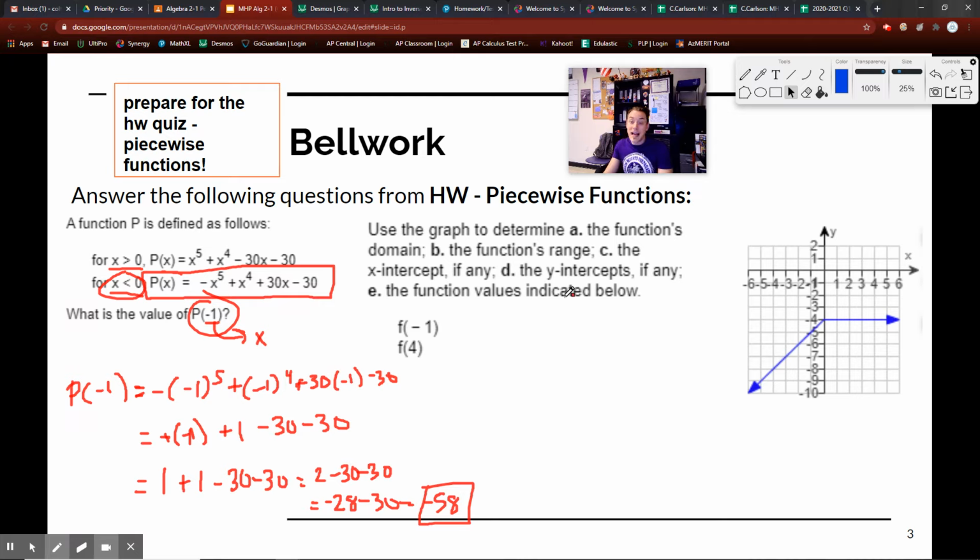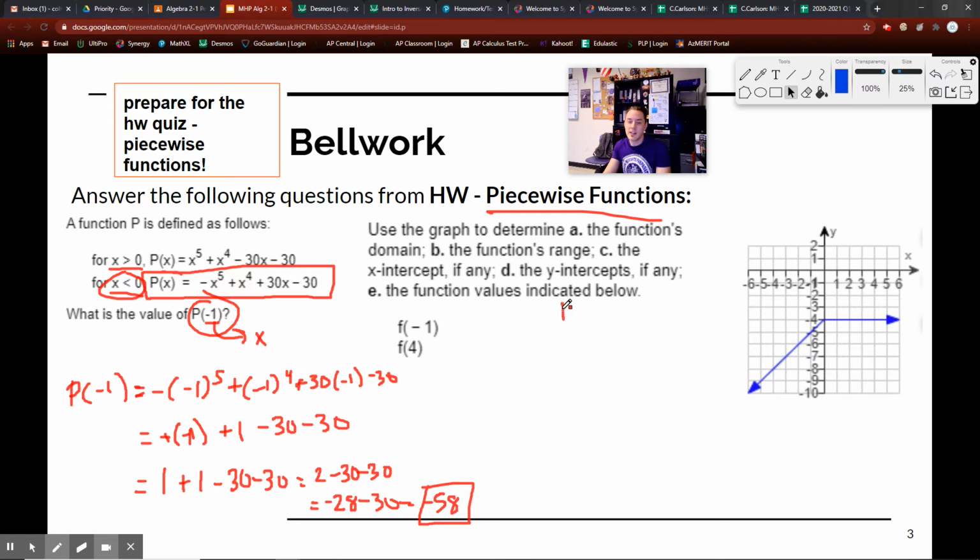This one is kind of a blast from the past. It's actually still on your homework quiz, by the way. This one right here, it's on your homework quiz. But it is a functions. Okay, it's about functions. And notice how this is a piecewise function. So I thought it was nice to kind of put the two and two together.